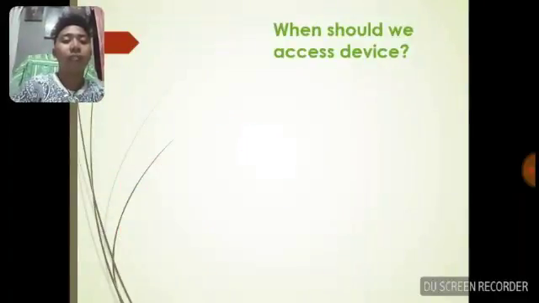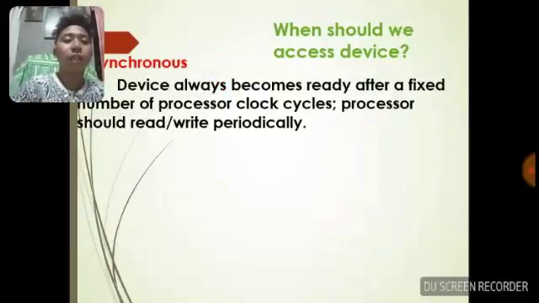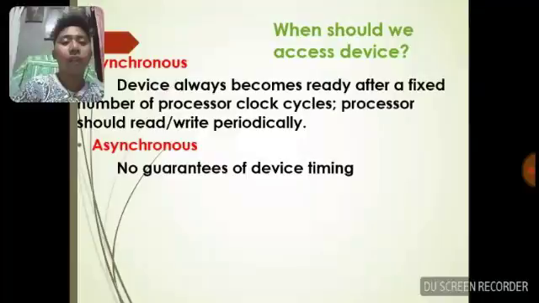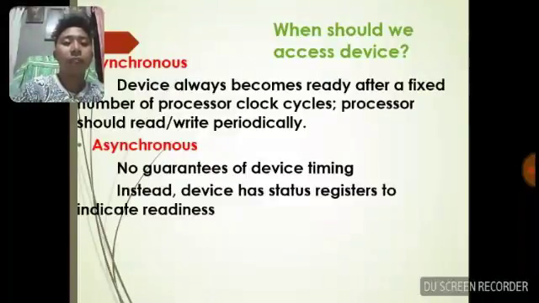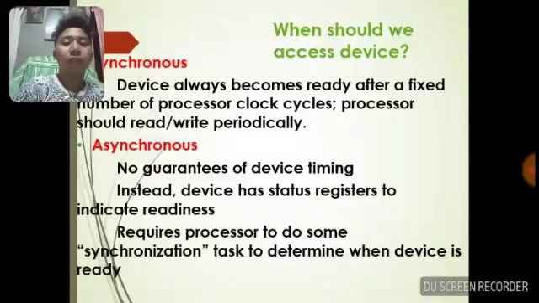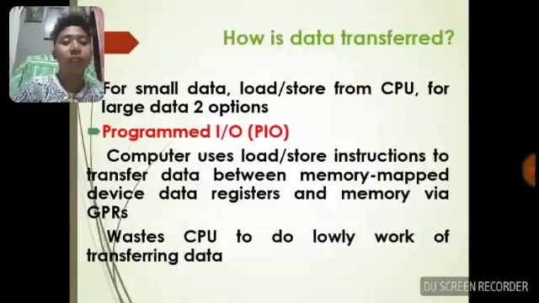When should we access the device? Synchronous. Device always becomes ready after a fixed number of processor clock cycles. Processor should read and write periodically. Asynchronous. No guarantees of device timing. Instead, the device has a status register to indicate readiness. This requires some synchronization tasks to determine when the device is ready.